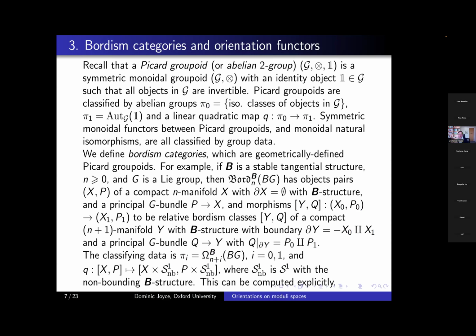Okay, so we define bordism categories. So they are geometrically defined Picard groupoids. As an example, if we take B to be a stable tangential structure, n some positive integer, and G a Lie group, we can define a Picard groupoid Bord_n^B(BG) to have objects pairs (X, P) of a compact n-manifold X with empty boundary and with B-structure, and a principal G bundle P over X. And the morphisms are relative bordism classes of a compact (n+1)-manifold Y with B-structure with boundary minus X0 disjoint union X1, and a principal G bundle Q on Y, which restricts on the boundary of Y, which is X0 together with X1, to P0 and P1.